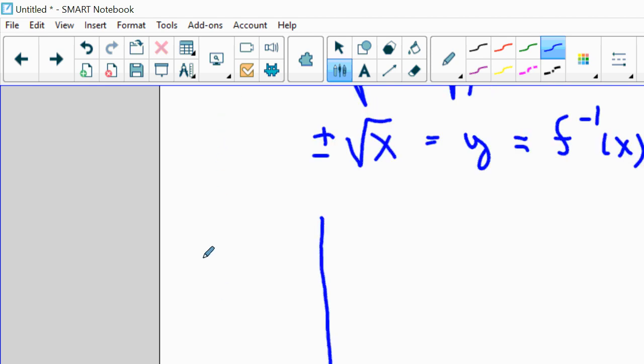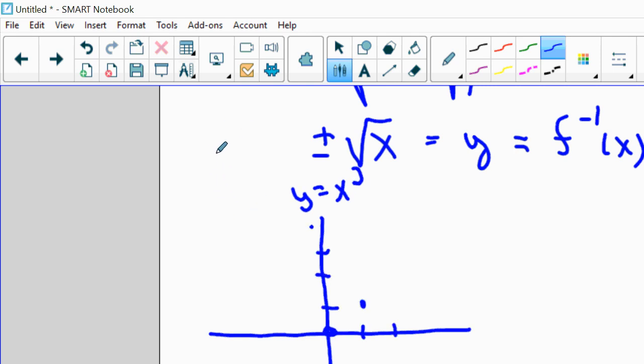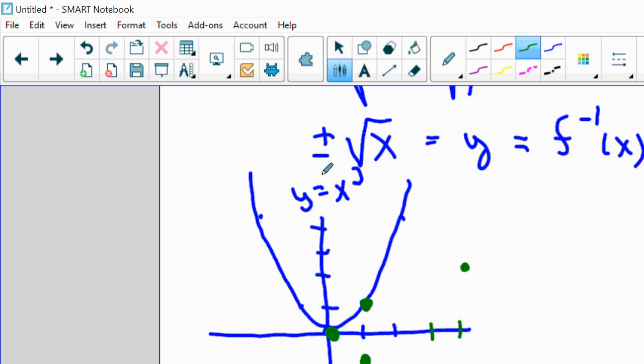I know the graph of y equals x squared. Looks like this. 0, 0, 1, 1, 2, 4. Negative 1, 1, negative 2, 4. I can graph its inverse. Flip 0, 0, flip 1, 1, flip negative 1, 1 and get 1, negative 1, flip 2, 4, and get 4, 2, and symmetric.